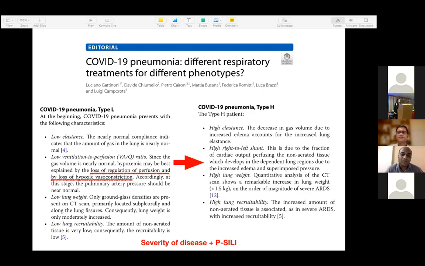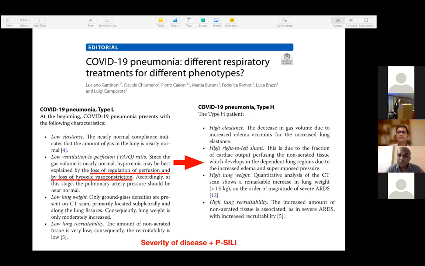These patients are hypoxic and requiring a significant amount of oxygen. If you look at the lung, they have low lung weight, that means the alveoli are not consolidated, and the lung recruitability is also poor. But when the disease progresses and they land into the H type of lung pathology, then the elastance is high, that means compliance is poor, with high lung weight and high lung recruitability. This type H usually behaves like a conventional ARDS.